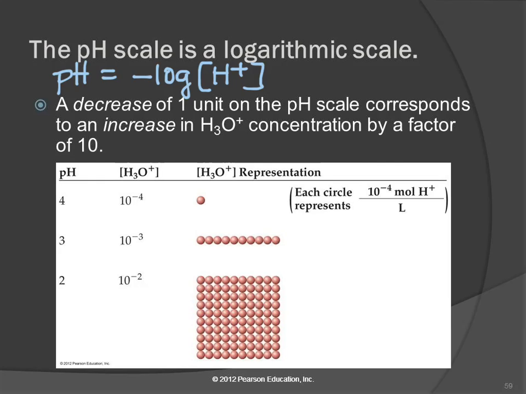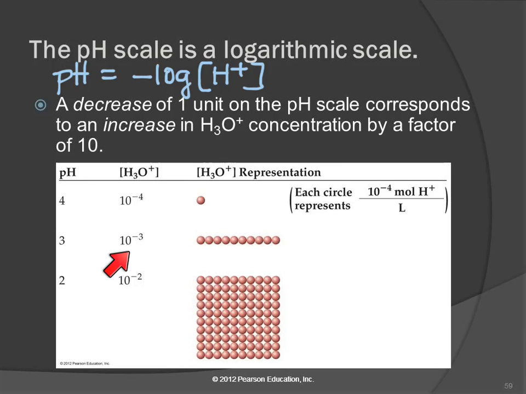And so if we deal with more straightforward numbers like this, 10 to the minus 4. Well, what power of 10 is that? It's minus 4. Well, we don't like negative numbers, so this minus in here is just to change the sign. The log of 10 to the minus 4 is minus 4. And then we change the sign, and that gives us a plus 4.